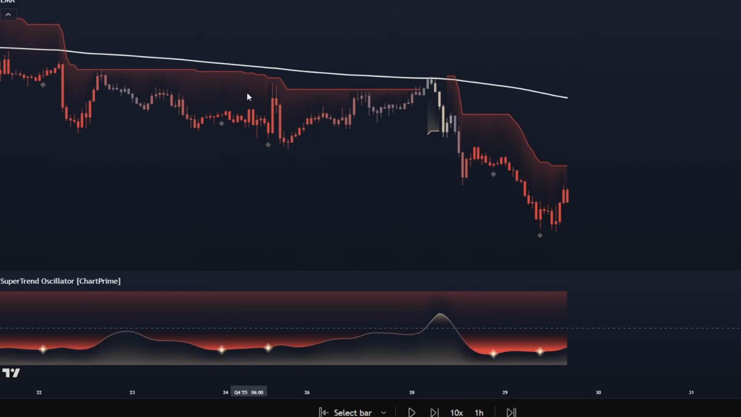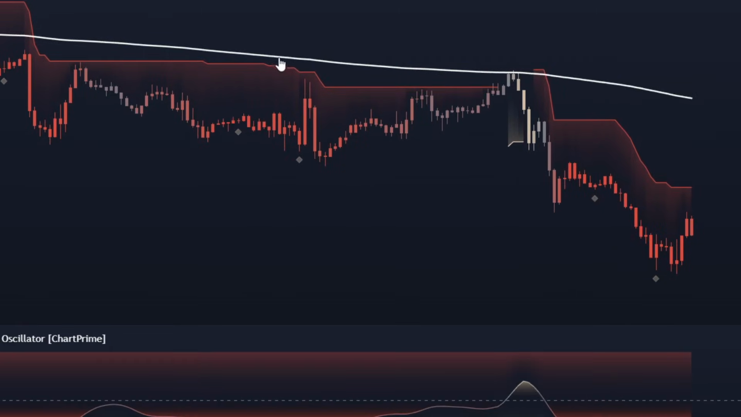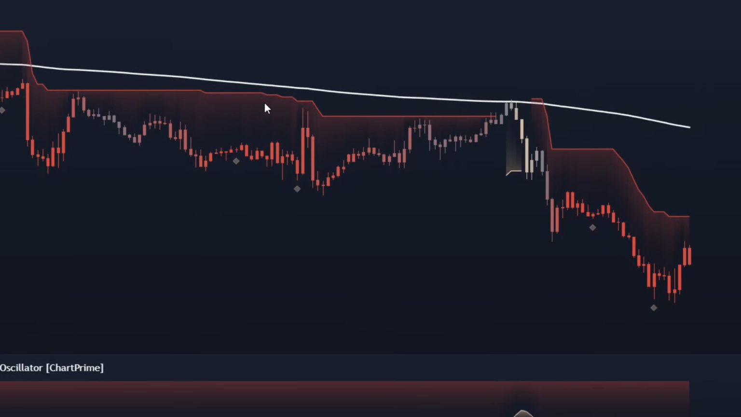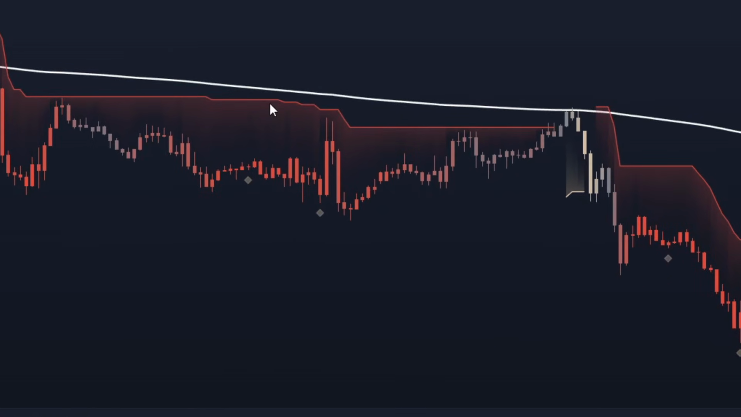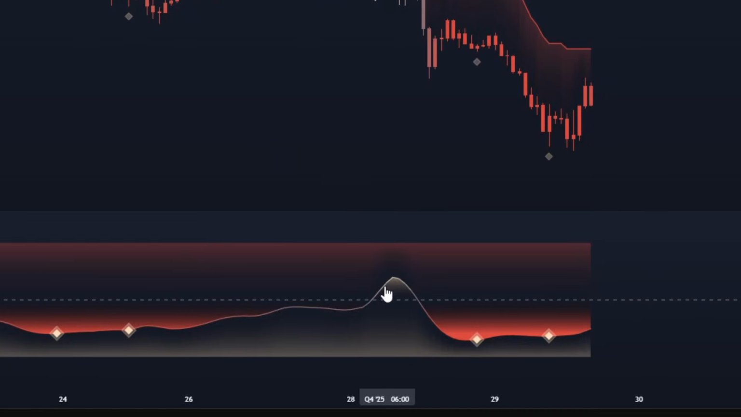Now let's flip it for a sell example. So for a sell trade, price must be below EMA 300, telling us the larger trend is down. The Supertrend ribbon sits above price and is red. We then wait for a bullish pullback.